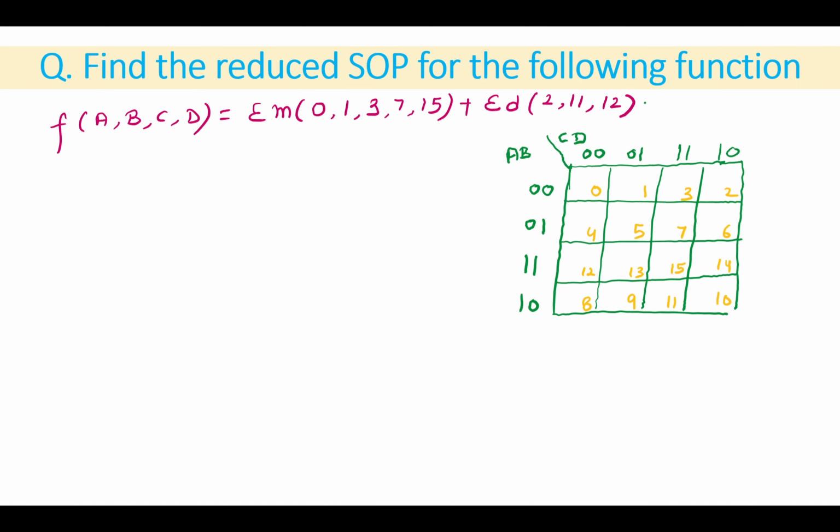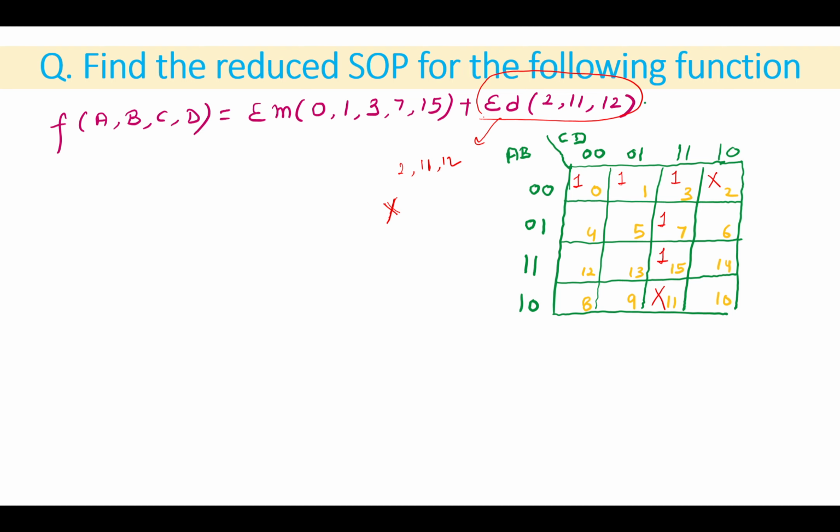Now we come to the next question, that is a don't care condition. Here we have to locate how many minterms are here: 0, 1, 3, 7, and 15. And the don't care condition is 2, 11, and 12. All the don't care conditions are represented by x. So this is a don't care condition, and this is also a don't care condition.